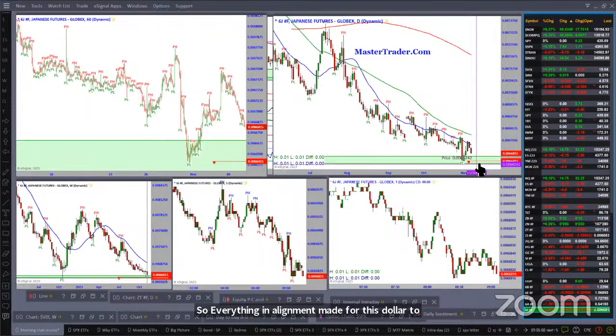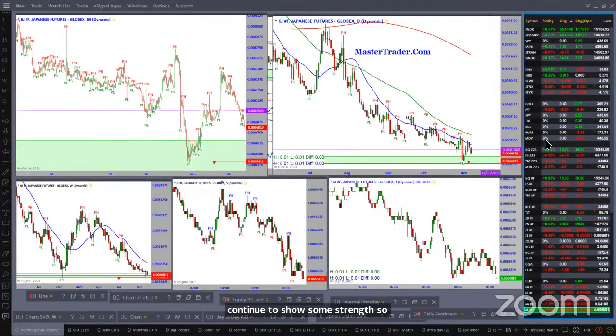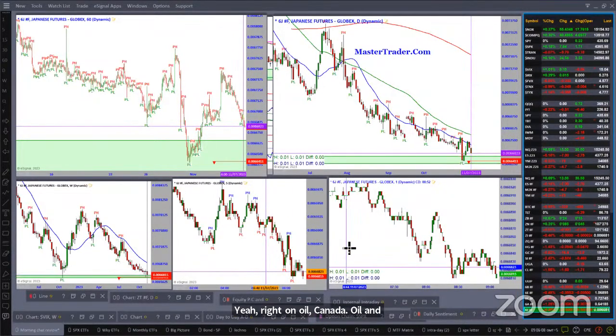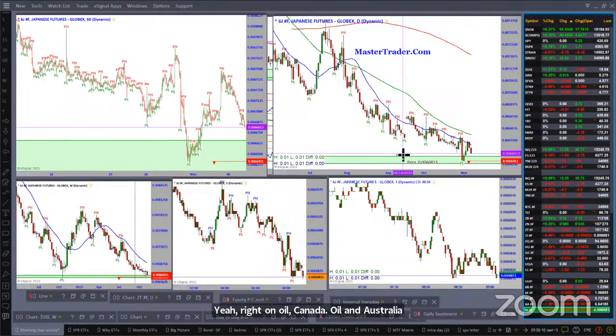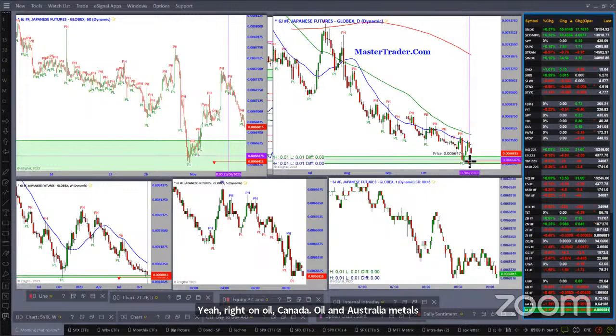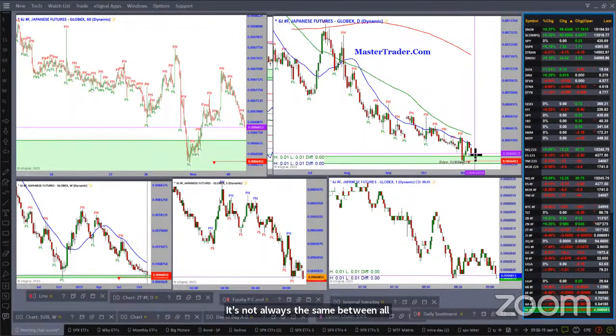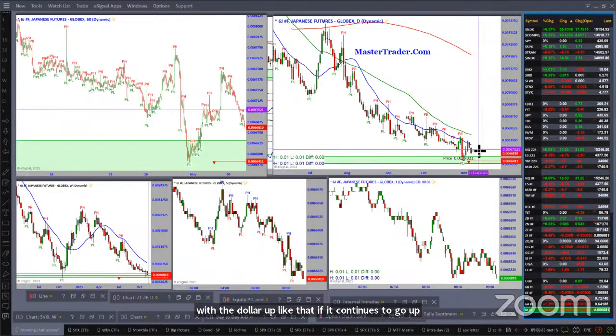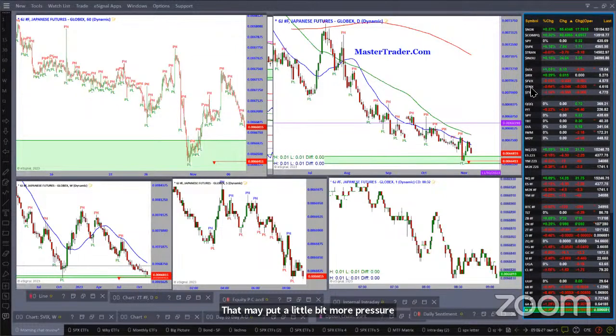So we'll be keeping an eye on that today. Right now, oil, Canada, oil, and Australia metals, coal. So commodities. And so it is showing the correlation. It's not always the same between all currencies, but with the dollar up like that, if it continues to go up, that may put a little bit more pressure on equities. We'll have to see.